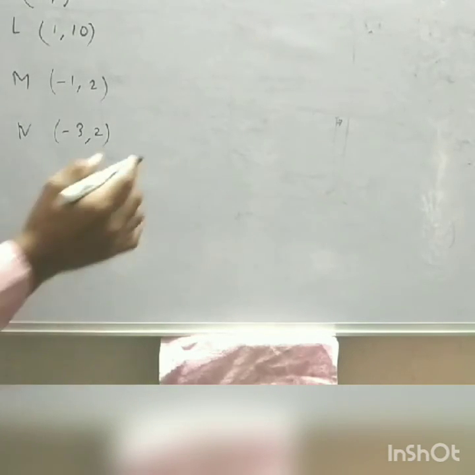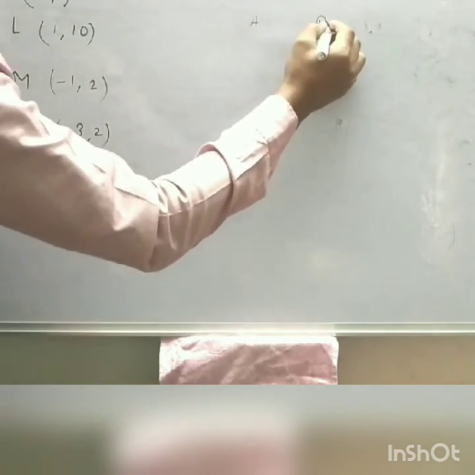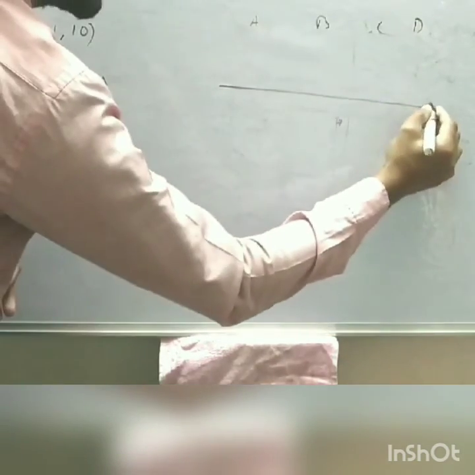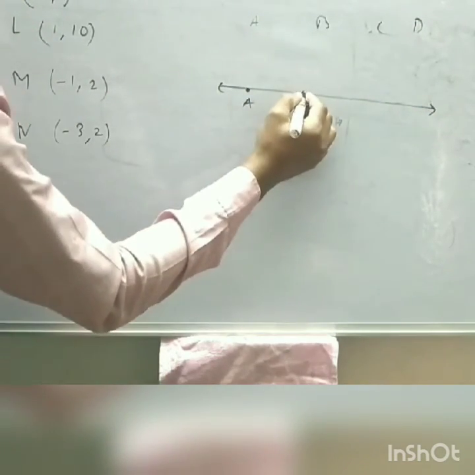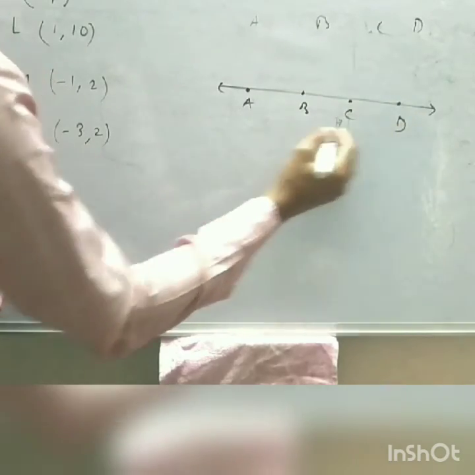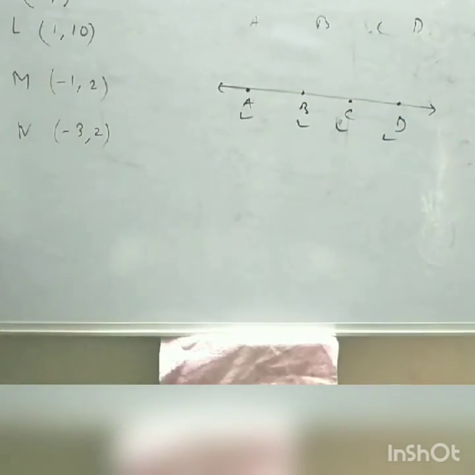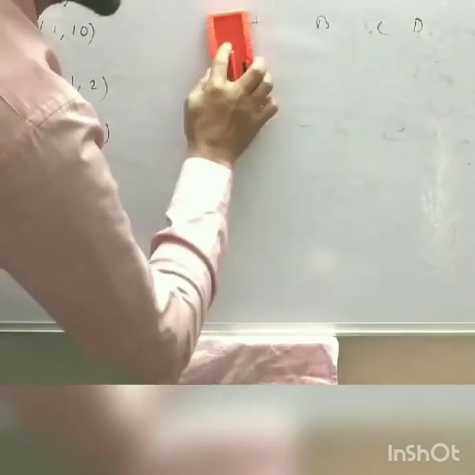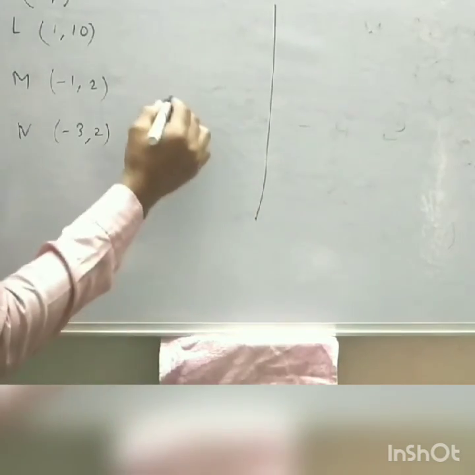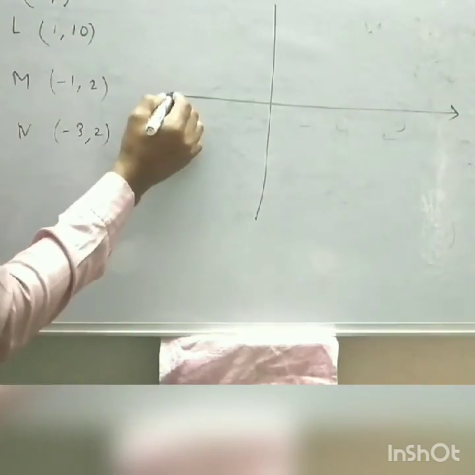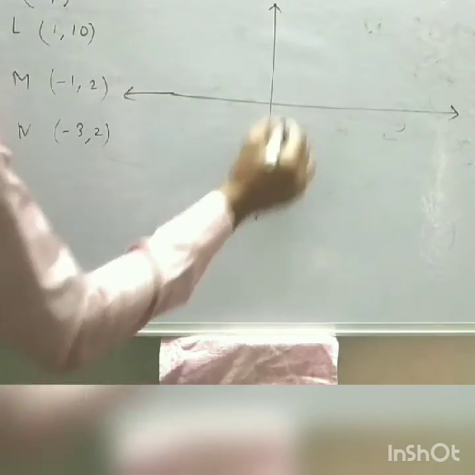Students, we know the points are said to be collinear when they fall on the same straight line. That means suppose there are points A, B, C, D. If these points fall on the same straight line, then these points are said to be collinear points, and the line is known as the line of collinearity. So we will plot these points on the graph paper and check whether they fall on a straight line or not.